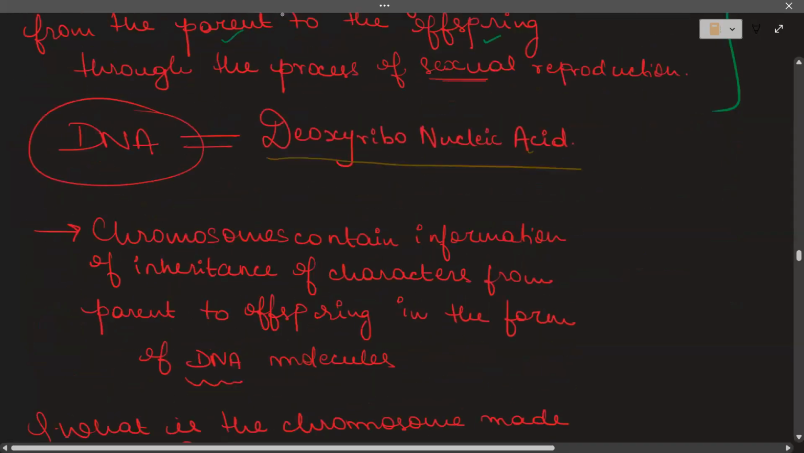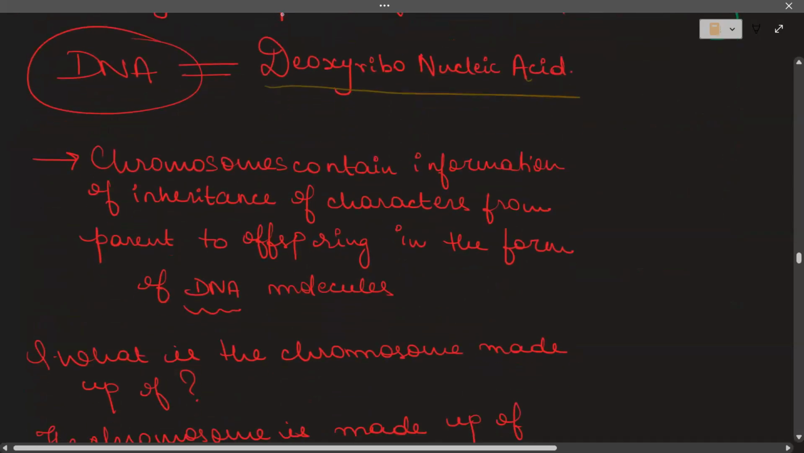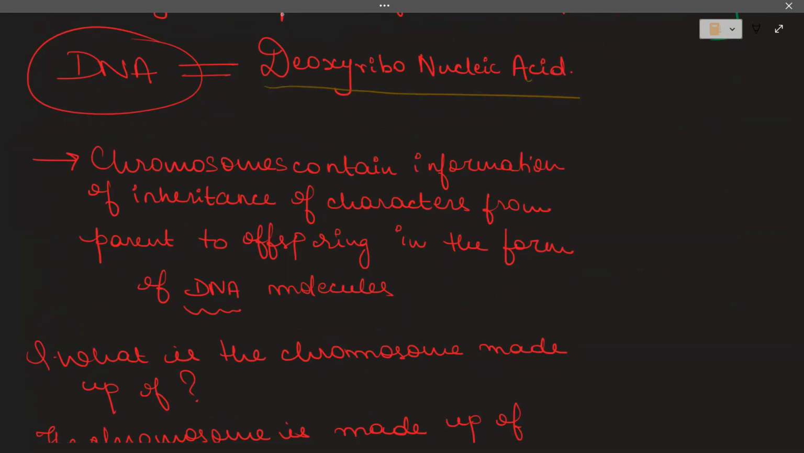Now talking about DNA. Everybody knows what DNA is, right? It is a genetic material, correct? It is a genetic material. Now the full form of DNA is deoxyribonucleic acid. Chromosomes contain information of inheritance of any kind of character or quality from the parent to the offspring in the form of DNA molecules.